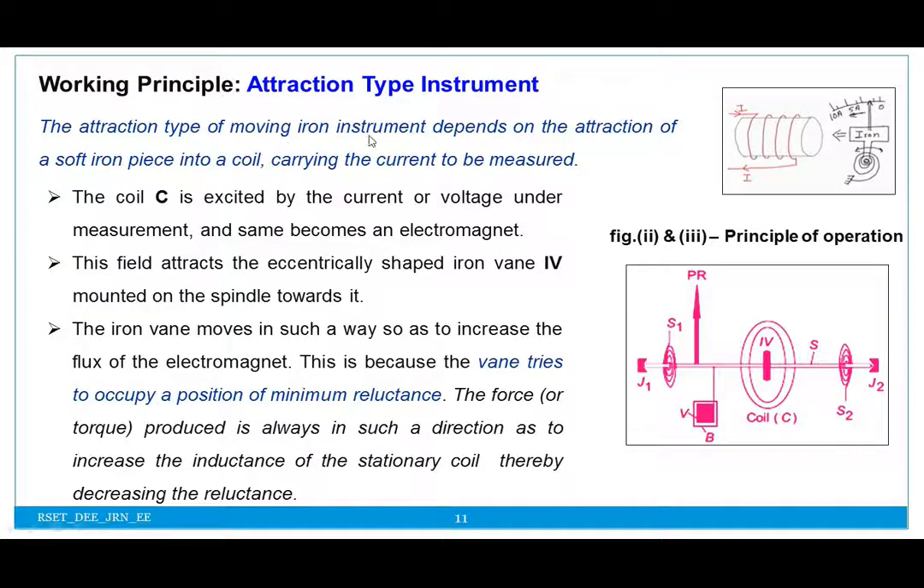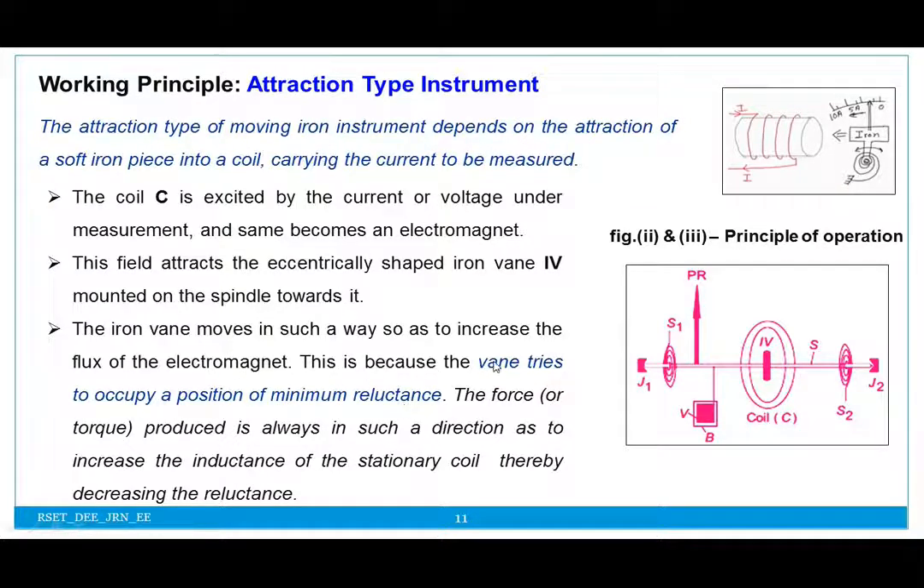So the attraction type moving iron instrument depends on the attraction of a soft iron piece into a coil carrying the current to be measured. The coil C is excited by the current or voltage under measurement, and the same becomes an electromagnet. This becomes an electromagnet or solenoid. This field attracts the eccentrically shaped iron vane mounted on the spindle towards it. So this will be attracted when it is excited. The iron vane moves in such a way as to increase the flux of the magnet. This is because the vane tries to occupy a position of minimum reluctance.